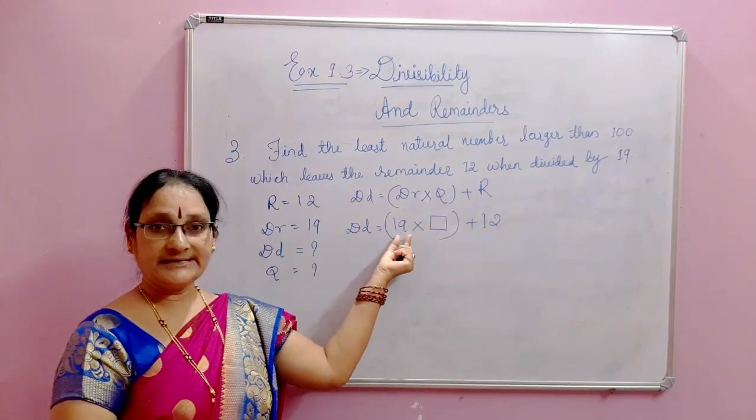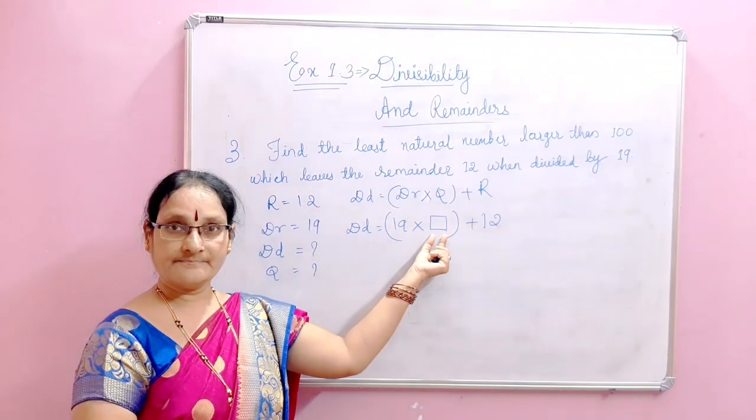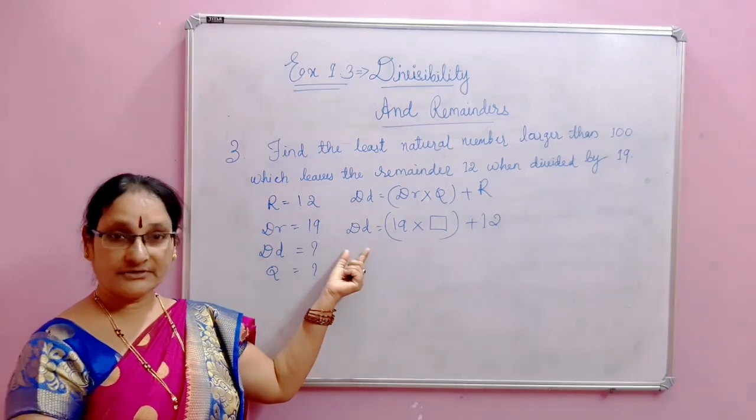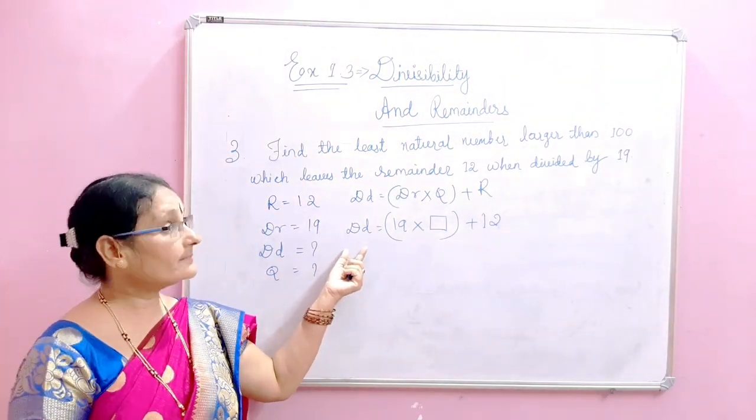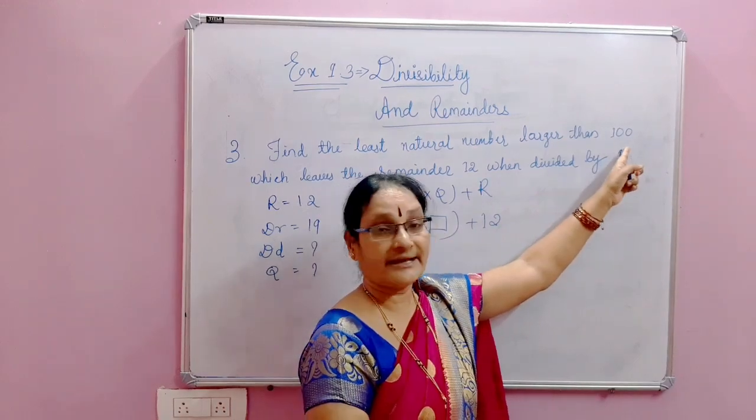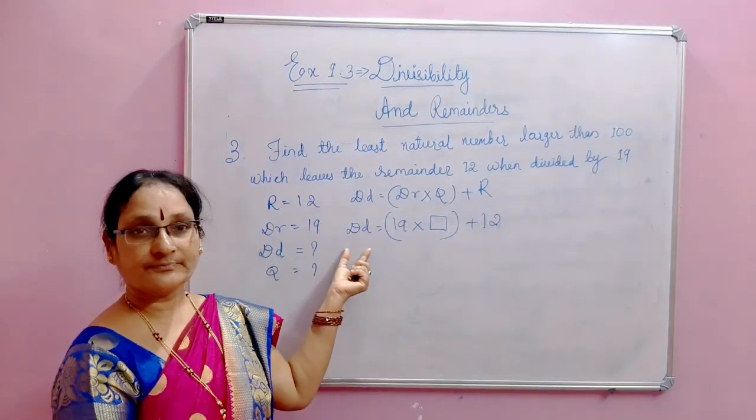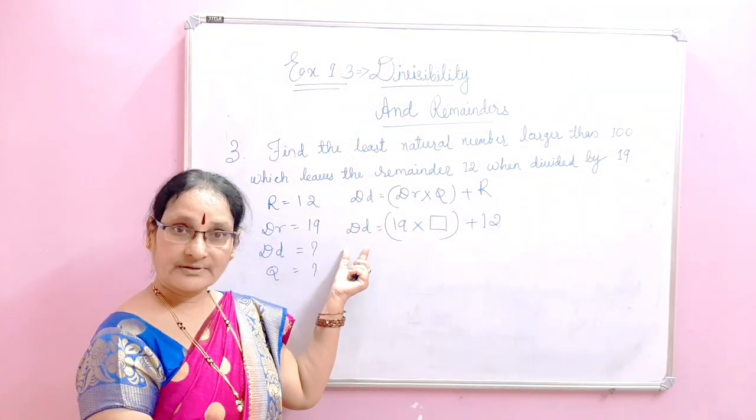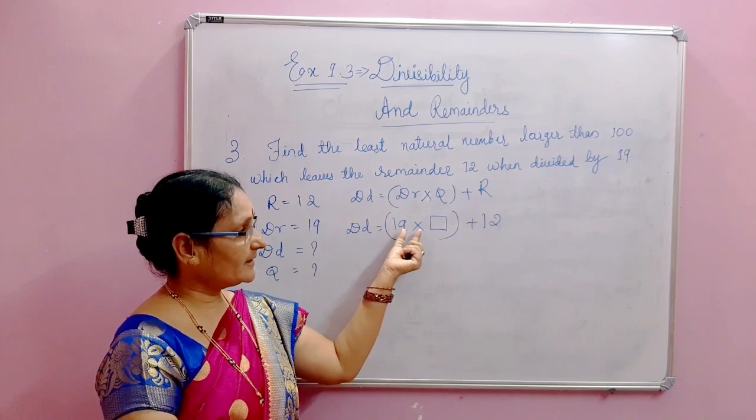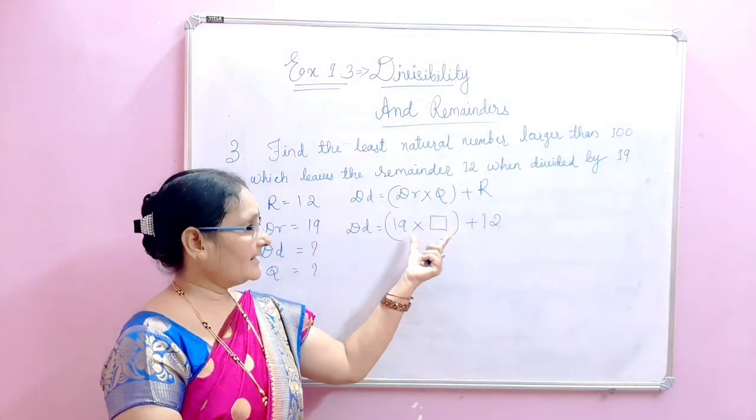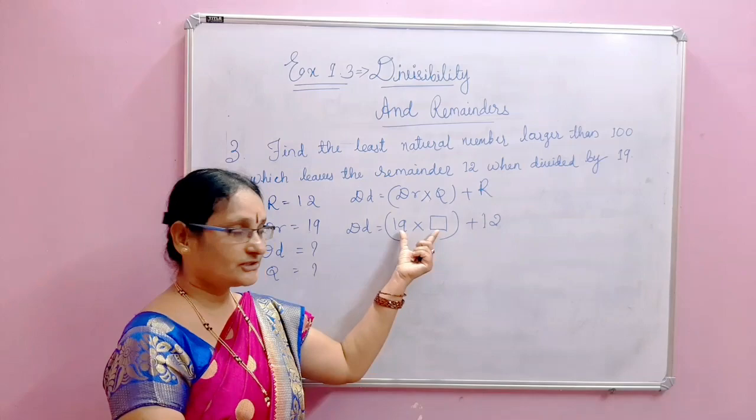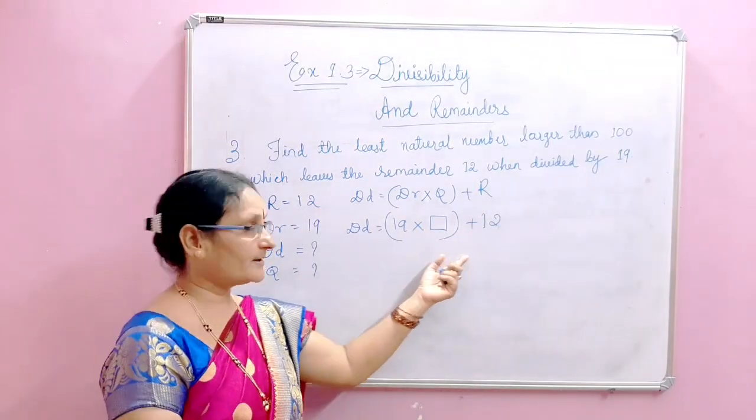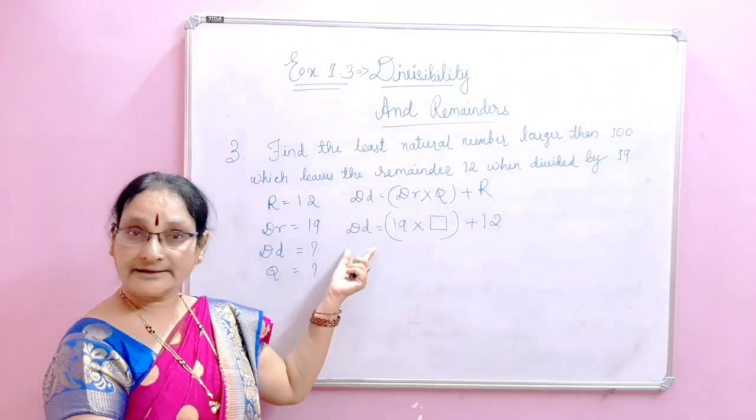See, when 19 is multiplied by one number and this product is added to 12, that number should be the dividend. How should that number be? It should be greater than 100. This number we have to find out. So 19 is multiplied by one number, the product is added to 12, and the sum must be greater than 100. How to find out?